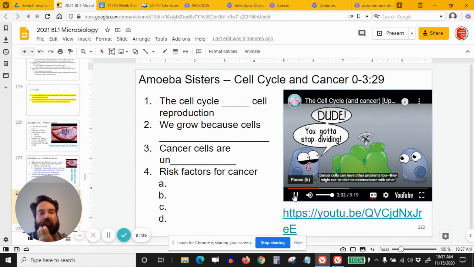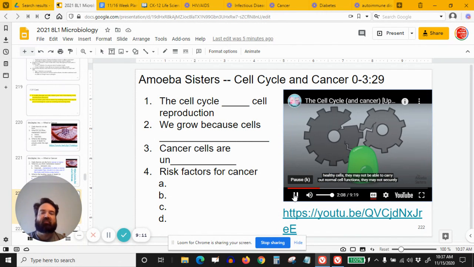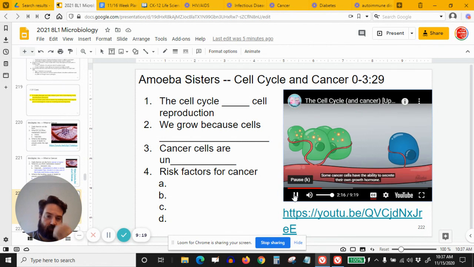Cancer cells can have other problems too. They might not be able to communicate with other healthy cells. They may not be able to carry out normal cell functions. They may not securely anchor themselves like other cells do, which can make them more likely to travel somewhere else. Some cancer cells have the ability to secrete their own growth hormone that makes blood vessels divert over to those cancer cells and supply the cancer cell with nutrients, which can take nutrients away from healthy cells.